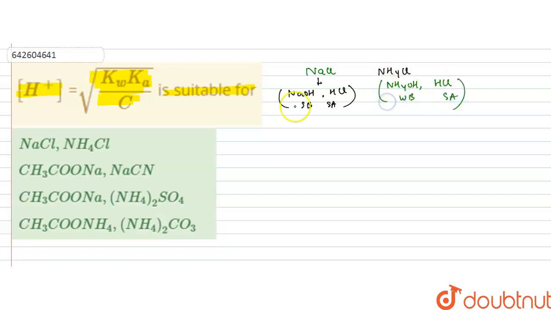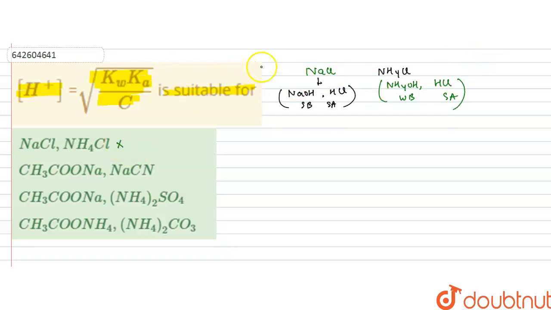It means for these two, the H plus ion concentration will be different, because one is formed by a strong base and strong acid, and the other by a weak base and strong acid. So, they are not the same. Their H plus ion concentration will not be equal to this, so this option cannot be the right answer.